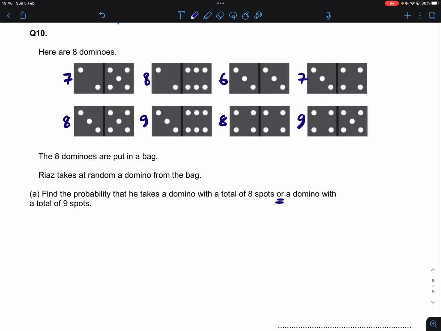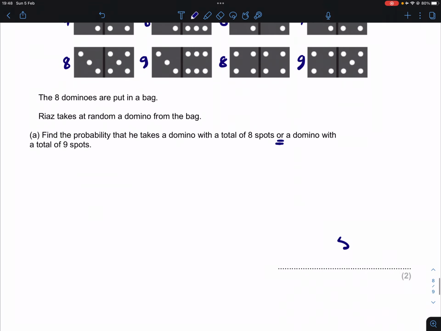So counting the fact that we only have 8 dominoes, 5 of these dominoes are going to have an 8 or a 9. So straight away we can just write this as 5 out of 8. Nothing more is needed than that.